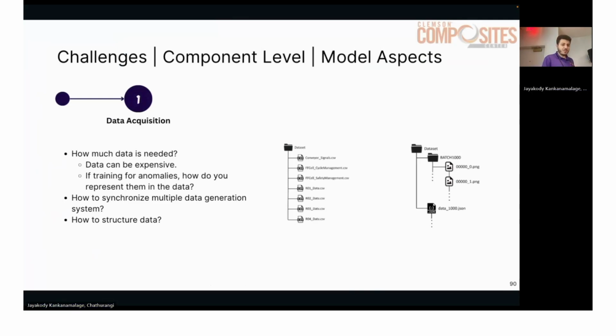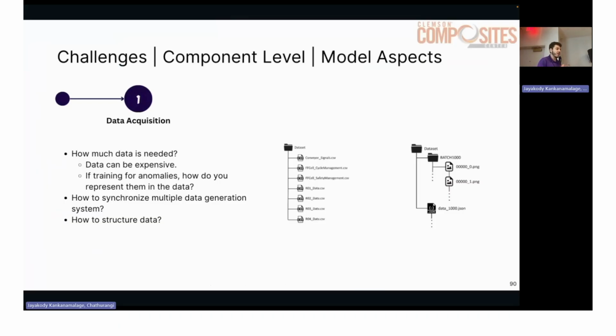And so here you have to think about how much data is actually needed for your specific use case. Do I need 30 hours of data? Do I need just 5 minutes? One of the things you also need to keep in mind when tackling this issue is that data can be expensive as well.